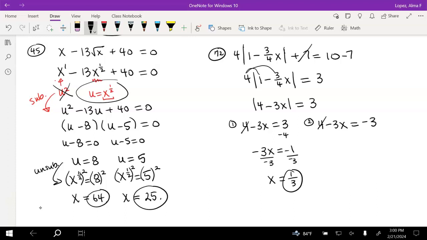Again, on case number 2, move the 4 over to the other side. Now we have -3x equals -7. After dividing both sides by -3, we get x is equal to 7/3.